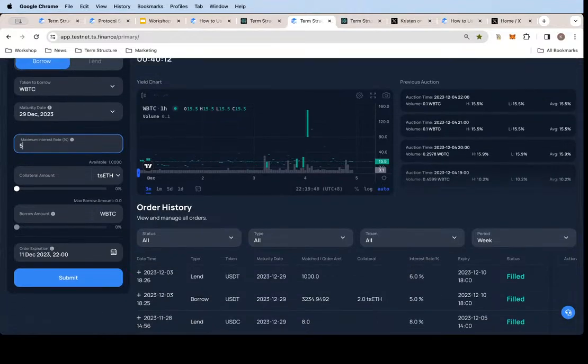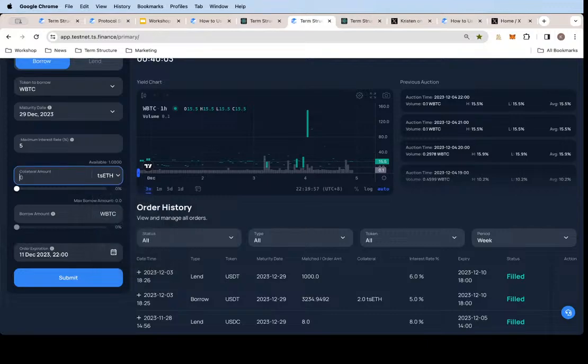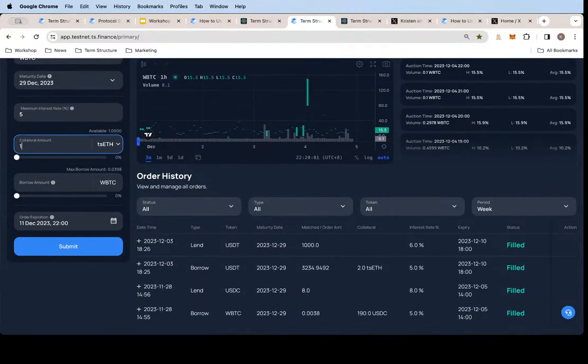And then as for the collateral, you could choose any type of collateral that you have. So for instance, I want to use ETH as my collateral, and I'll just type 1 ETH. And if that's the case, then the system will calculate the maximum borrowing amount. And in this case, it's 0.0398. So you can move this to indicate the amount of WBTC you would like to borrow. And for me, I'll just borrow 0.0398.